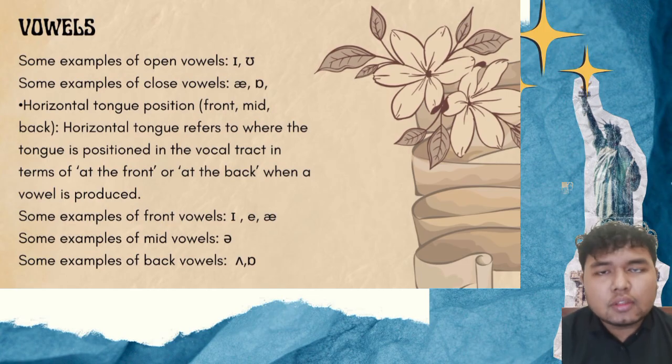Second, horizontal tongue position: front, mid, back. Horizontal tongue position refers to where the tongue is positioned in the vocal tract, at the front or at the back, when a vowel is produced. Some examples of front vowels: I, E, A. Some examples of mid vowel: E. Some examples of back vowels: A, O.